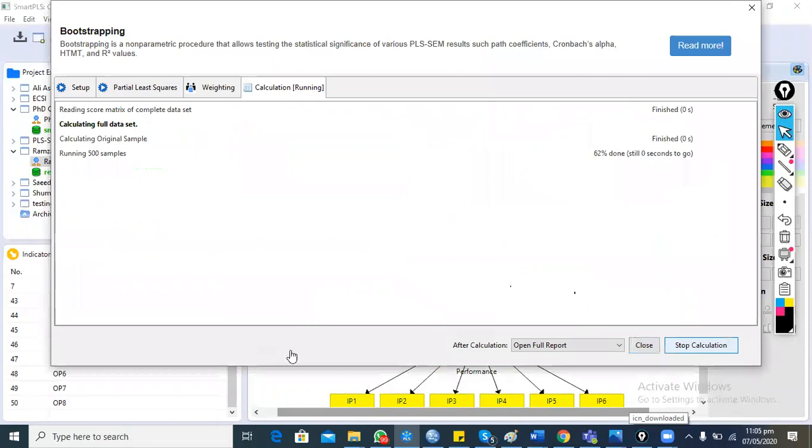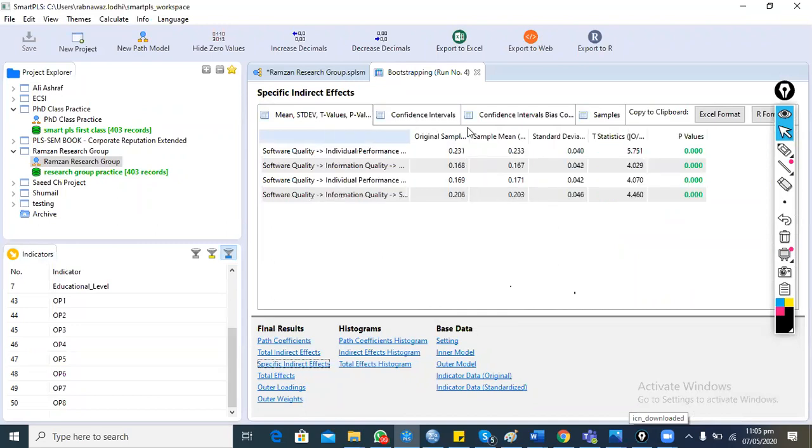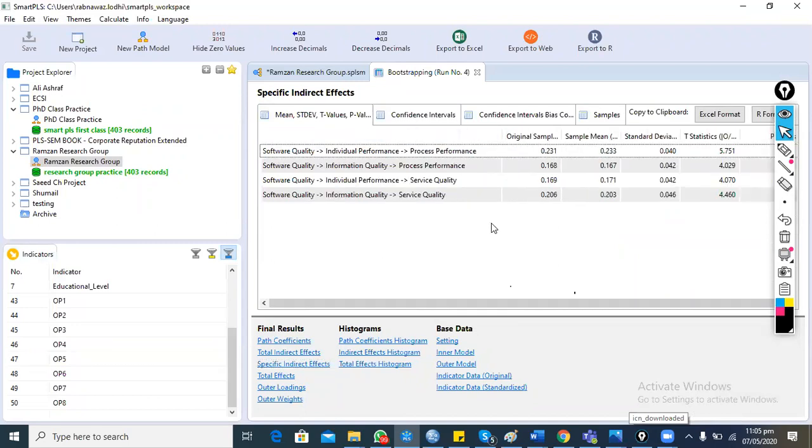So now I need to check the specific indirect effect. Now we have 4 indirect effects rather than 3 indirect effects. So the first one, starting from the software quality, then individual performance, then process performance. And similarly, the next variable starting from the software quality and its impact on information quality, and similarly the dependent variable is process performance.